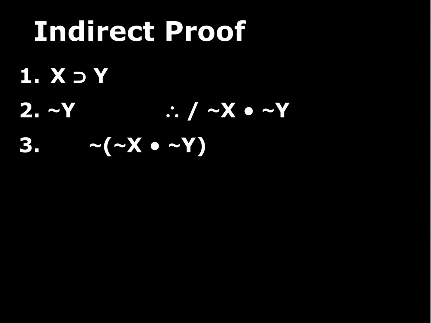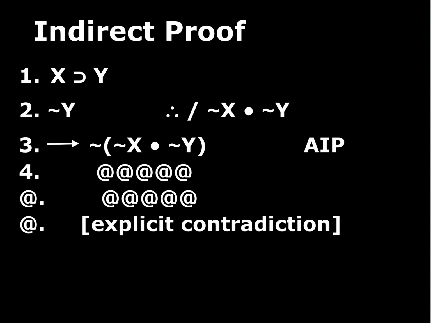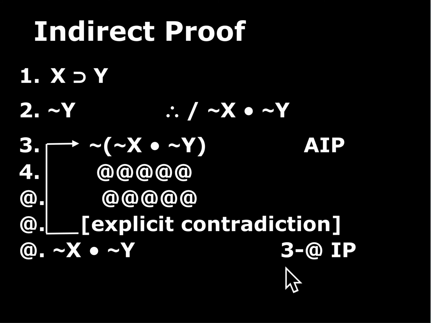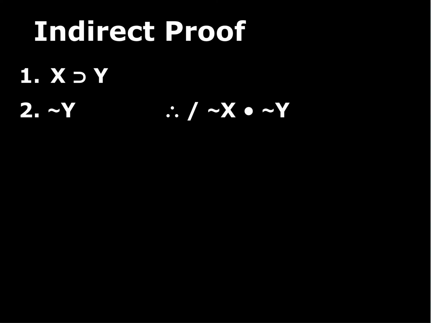Okay, and I'm going to do the arrow. That's going to be my justification, AIP. What I'm going to do is derive lines until I get an explicit contradiction, then I'm going to close it, and then once it's closed, my next line will be the negation of my AIP, which is this, and I'll be done, because that's the conclusion. So here's what it would look like. Oh, and the justification would be lines 3 through whatever this last line of the subproof is, indirect proof. So this is what it would look like.